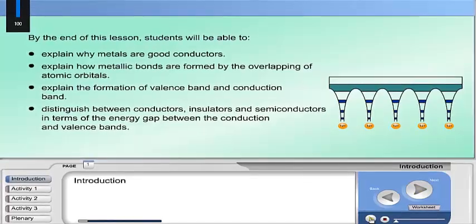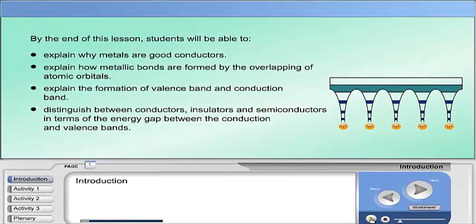By the end of this lesson, students will be able to explain why metals are good conductors, explain how metallic bonds are formed by the overlapping of atomic orbitals, explain the formation of valence band and conduction band, distinguish between conductors, insulators, and semiconductors in terms of the energy gap between the conduction and valence bands.